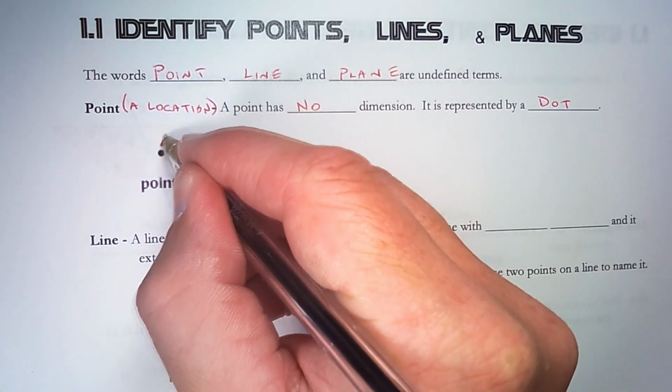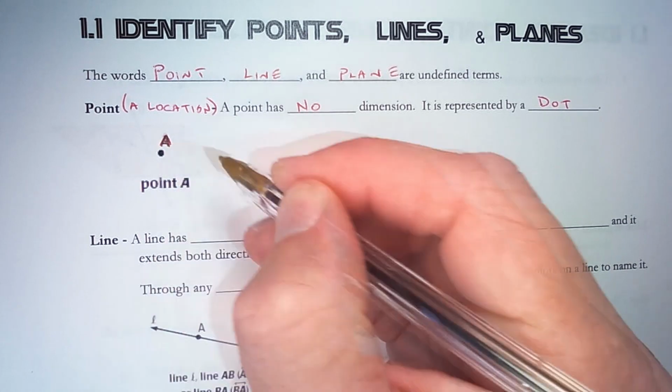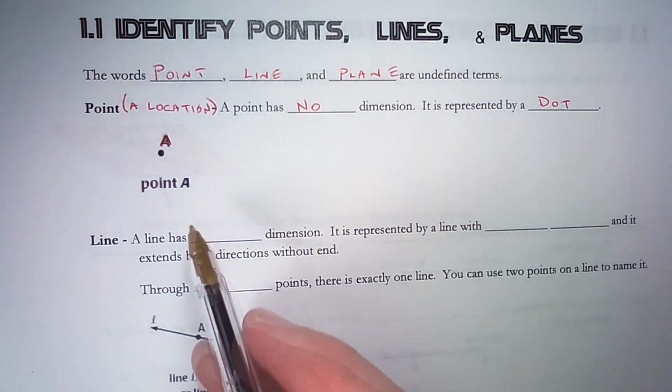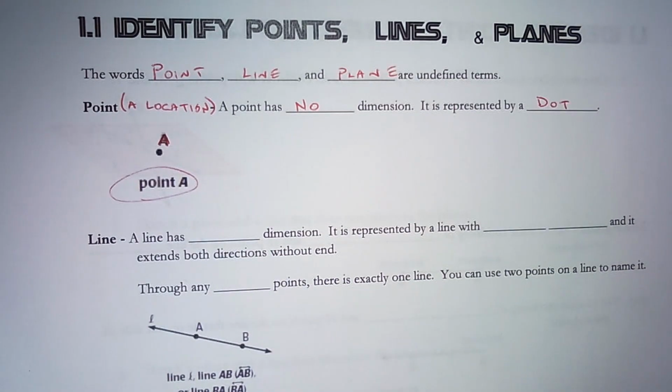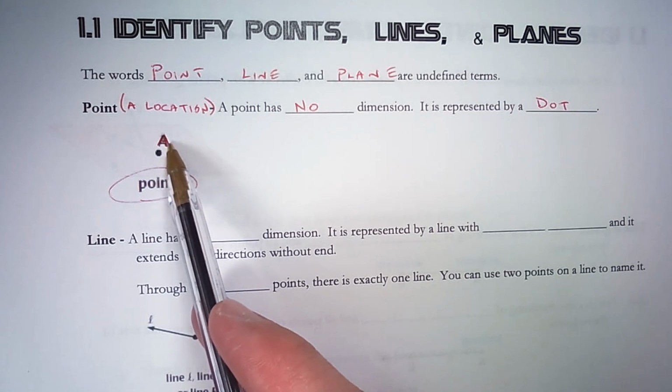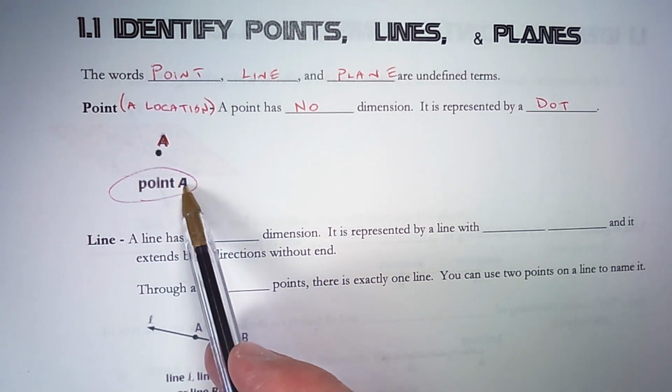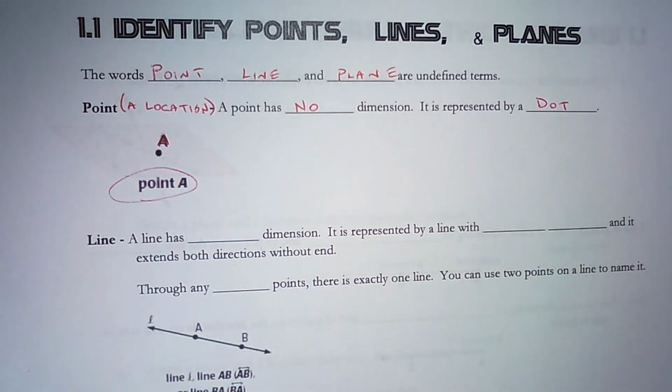I'm sorry, this turned out a little blurry. That's a letter A. So what we're looking at here is called point A. So this is how you name the point. Point A. Not just A. You just don't want to call this A because A is a letter. Point A names it. It describes it as a point with the name A.